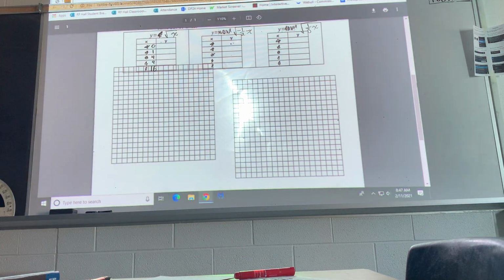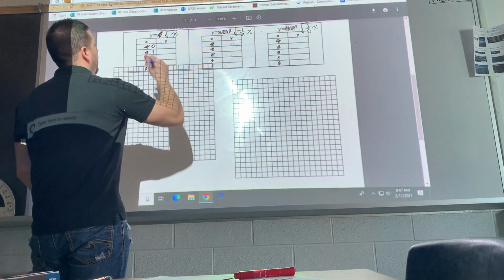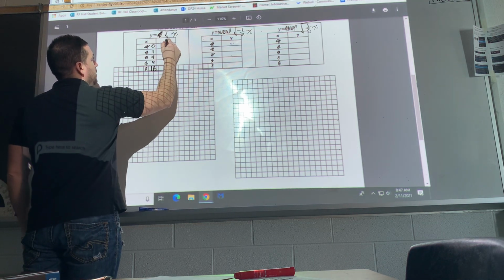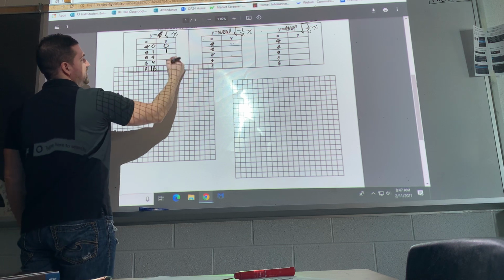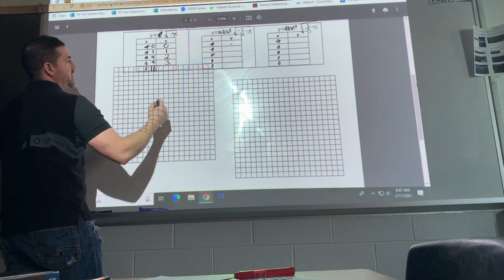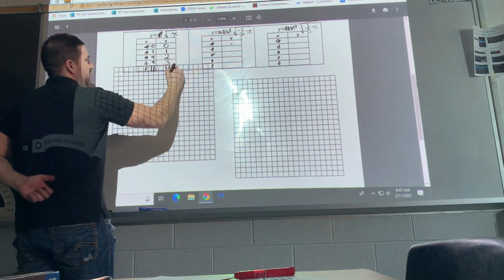Remember the square root function starts at 0, 0, right? So square root of 0 is 0. Square root of 1 is 1. Square root of 4 is 2. Square root of 9 is 3. And the square root of 16 is 4.